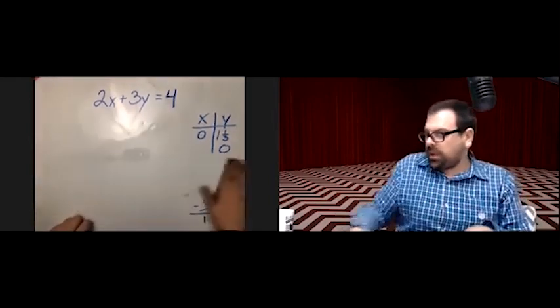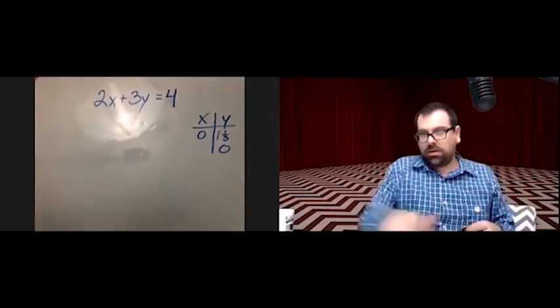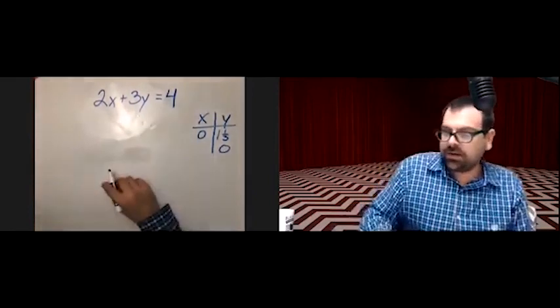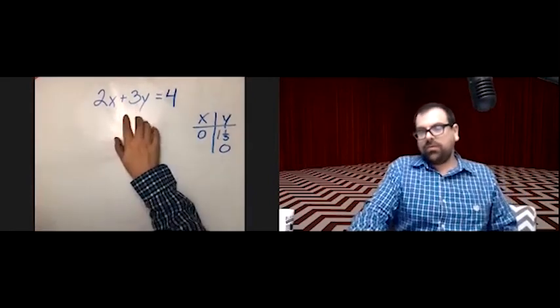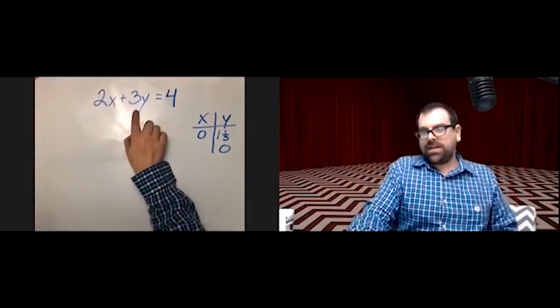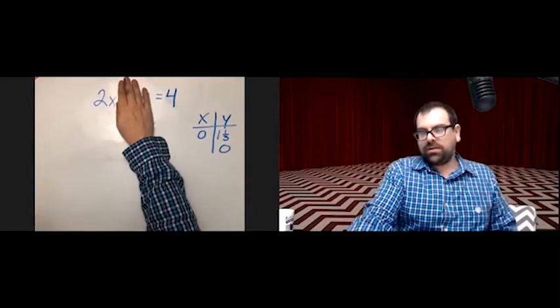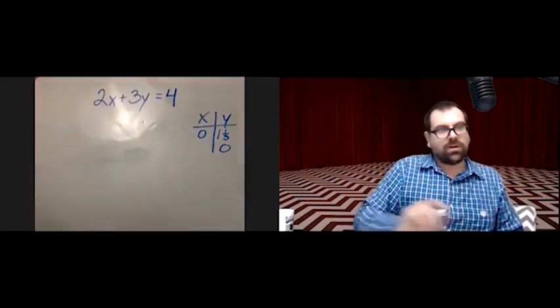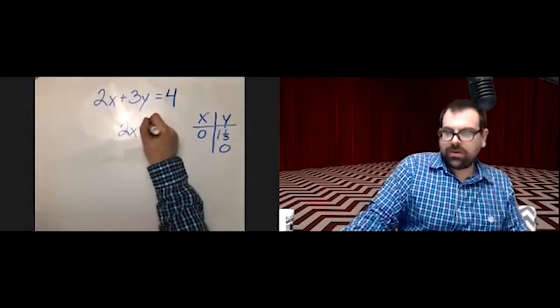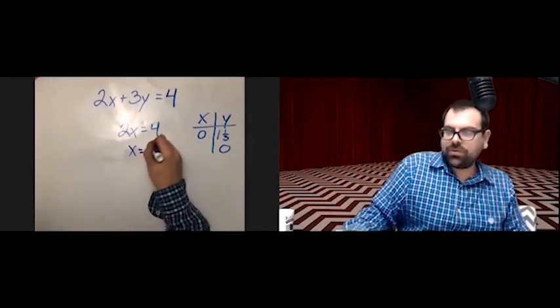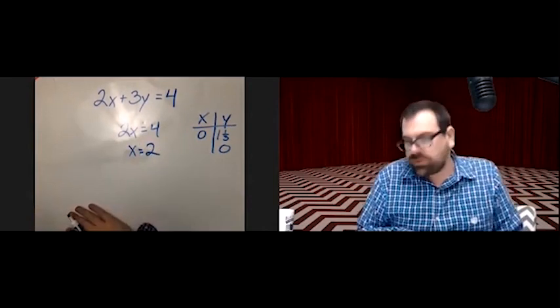Let's go ahead and plug 0 in for y. Plugging in 0 for y, plus 3 times 0 is 0. That goes away. 2x equals 4 is what we're left with. Divide both sides by 2. We get x equals 2.